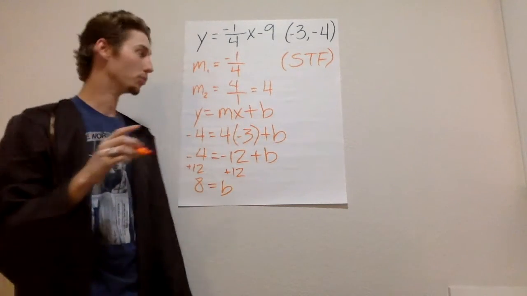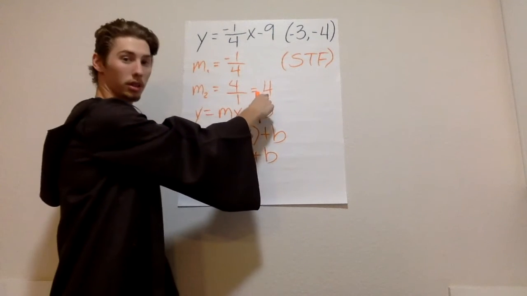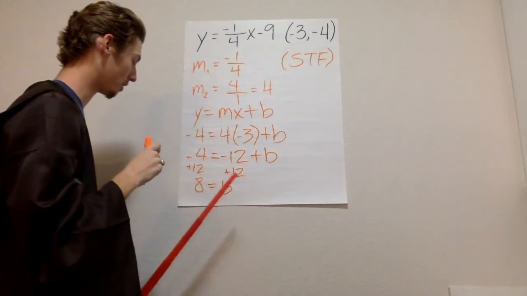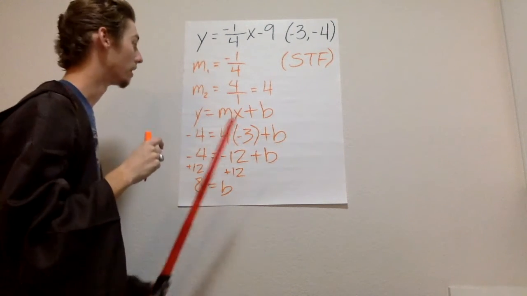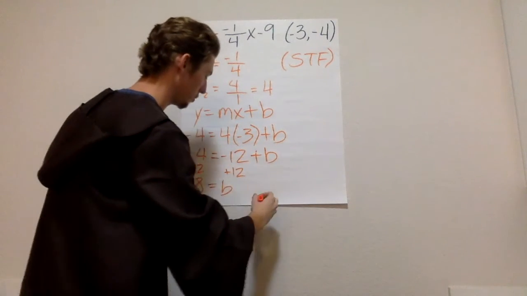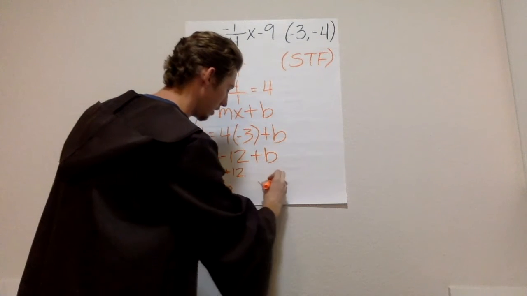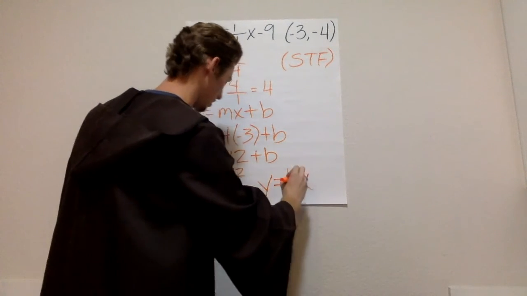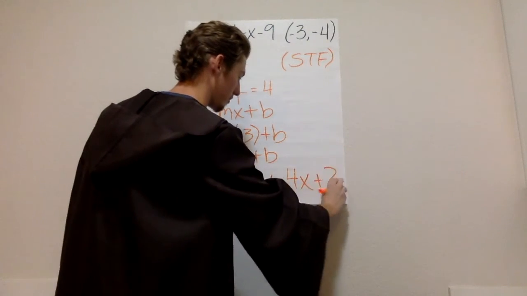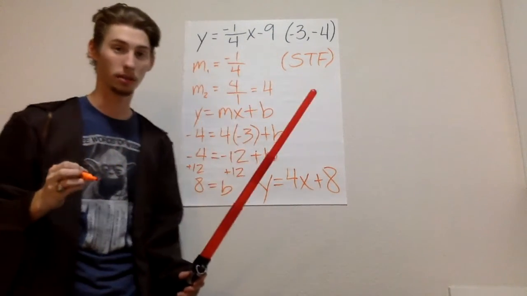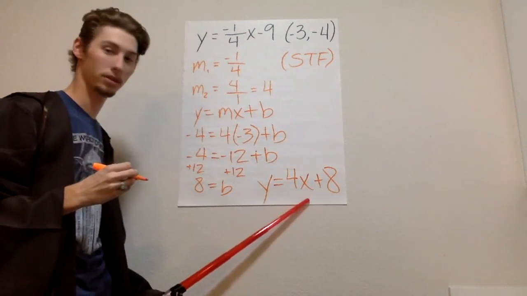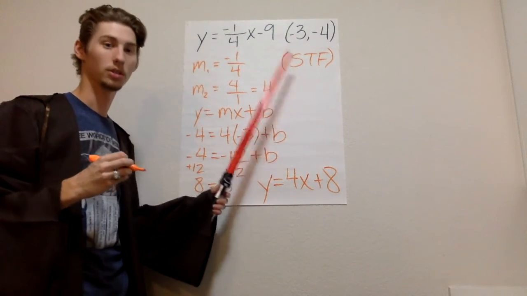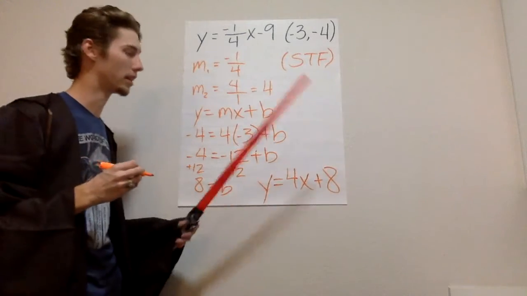So now we have a slope, 4, and then we have our y-intercept, 8. Now we can write our equation, which is going to be y equals 4x plus 8. But hold on. This is in slope-intercept form. It is asked for in standard form. So let's convert that now to standard form.